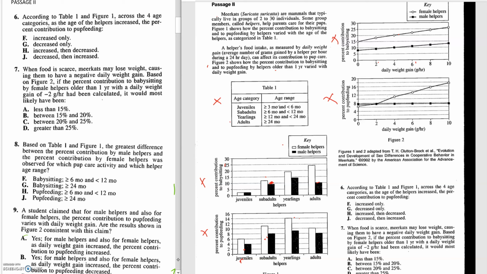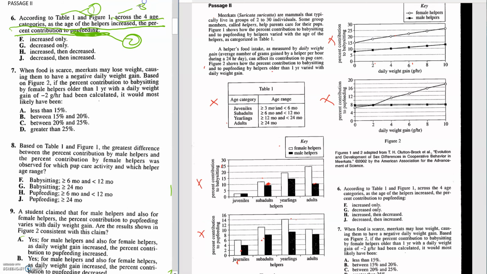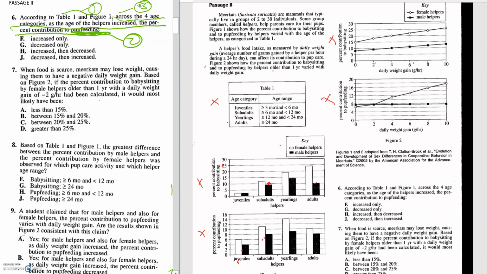Right, question 1, number 6. Or the first question in the passage, number 6. According to table 1 and figure 1, okay, so that's going to be our first step, is find those. Across the 4 age categories, okay, as the age of the helpers increased, percent contribution to pup feeding. So we need to find pup feeding, and we need to find 3, what happened across the 4 age ranges. As it increased, what happened to the percent contribution to pup feeding.